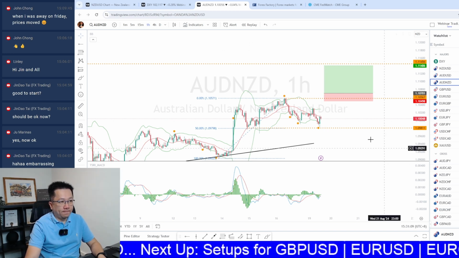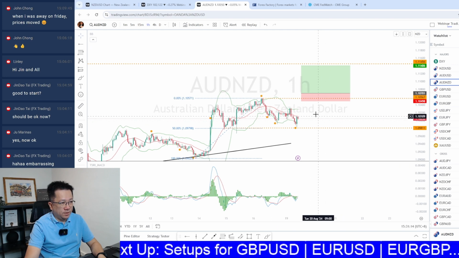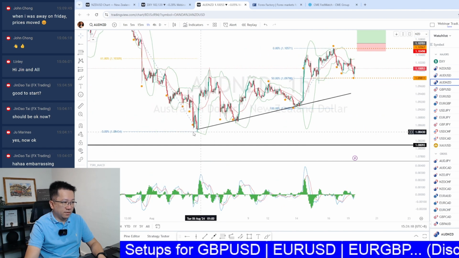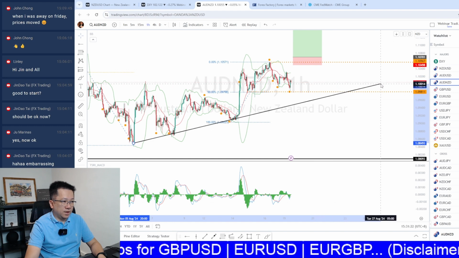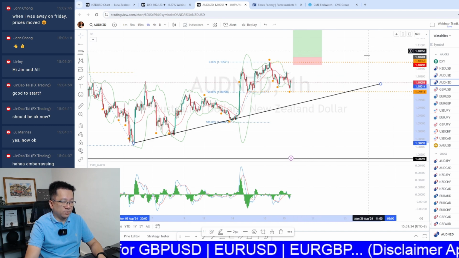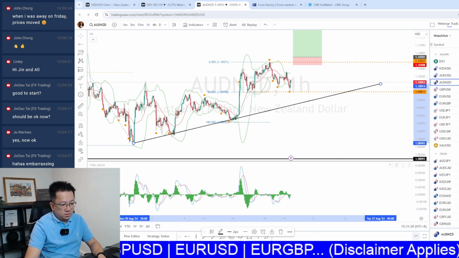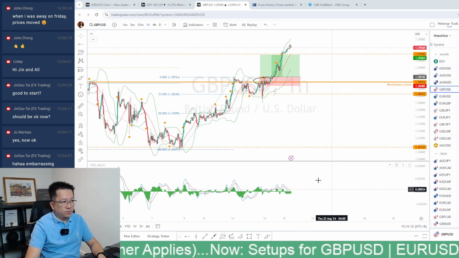Okay, but it's still range bound. I think it's going to be range bound, but we're looking for that breakout. I wouldn't be too keen. You look at that pushing up. So I think if you hold that line up, it might sit in that range before pushing up. Okay, all good. Then on to the pound dollar.